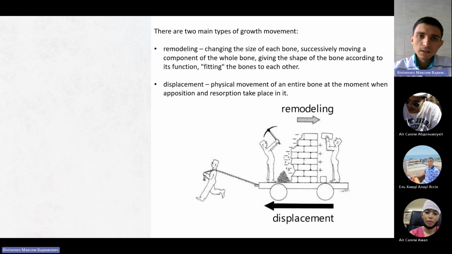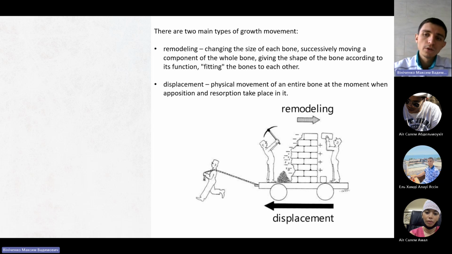So, changing the size of each bone, successively moving a component of the whole bone, giving the shape of the bone according to its function, fitting the bones to each other. It is the remodeling. And also there is a process of displacement. So here is only the remodeling, but if we look at the whole picture, we could see the displacement of the bones in our maxillofacial region. The displacement is a physical movement of an entire bone at the moment when apposition and resorption take place in it.